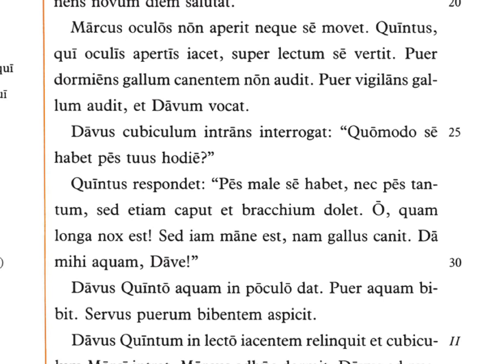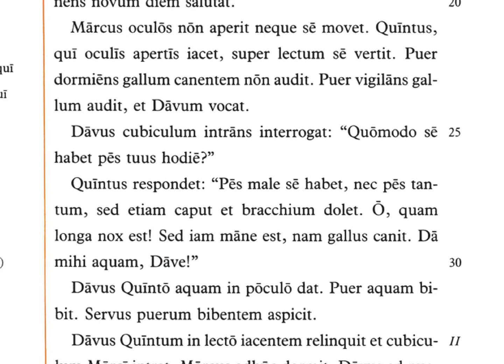Dormiens with the ns, that's sleeping. Canentem with the nt and then the third declension em ending. That is also present participle, so singing or crowing. Next sentence also has one. Puer vigilans, the boy being awake. Gallum audit, he hears the rooster. Et Davum vocat, and he calls Davus.